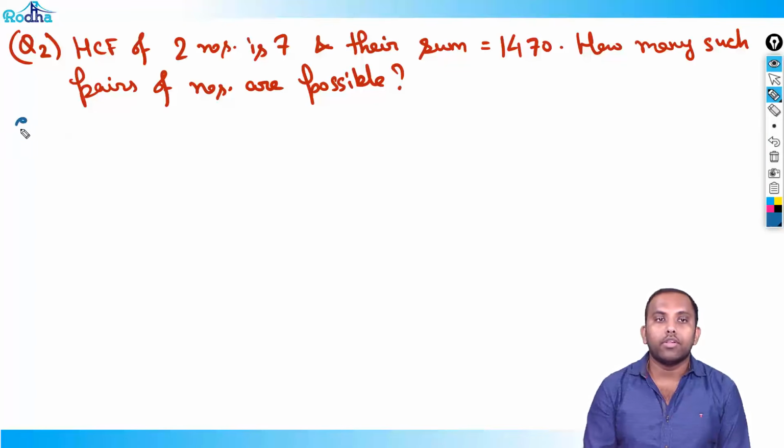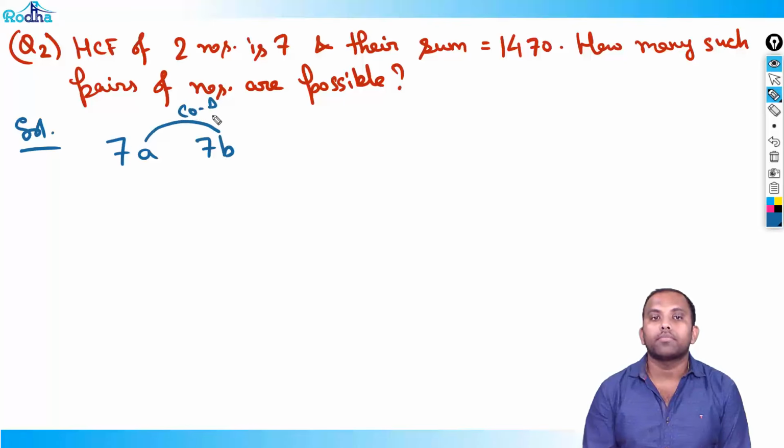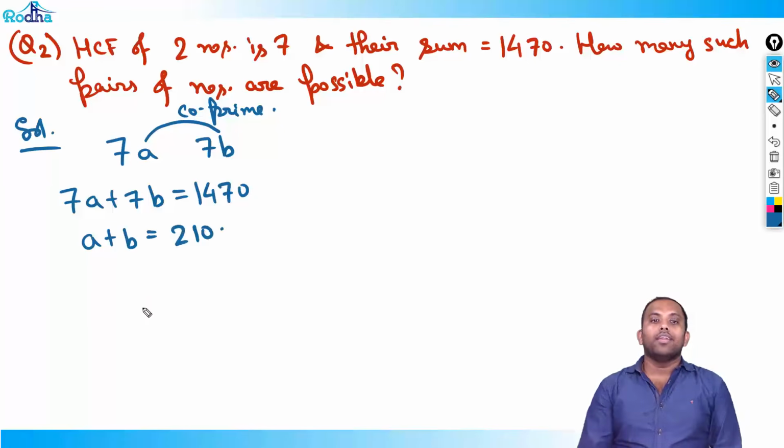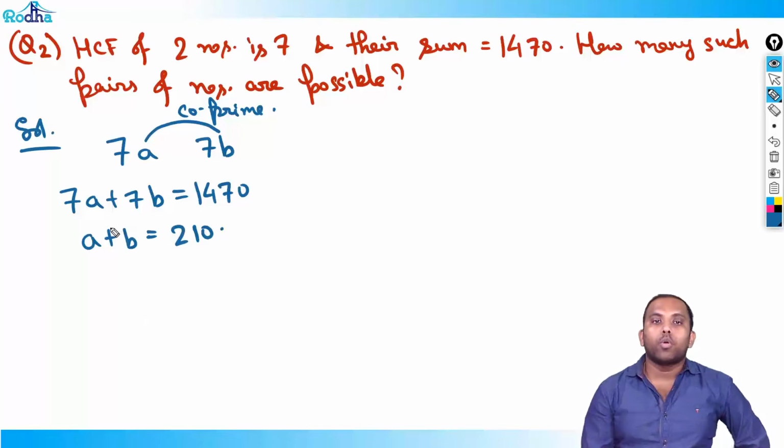So again, the fundamental is the same, right? HCF of two numbers is 7, so the numbers can be written as 7a and 7b, where a and b have to be co-prime, right? Now 7a plus 7b, their sum is equal to 1470, right? Now a plus b is equal to what? It is 210. Now a and b I know have to be co-prime, right? So now it's quite difficult to think because we can't count like in the last case. 210 is a big number.